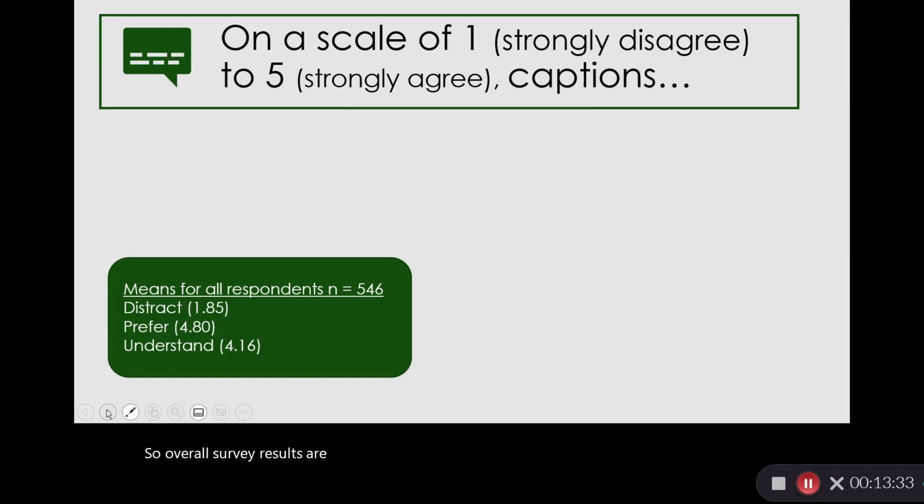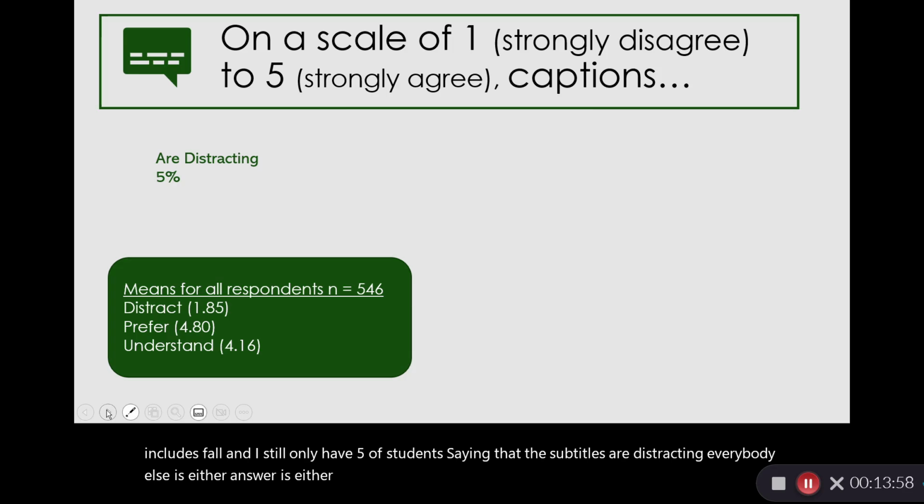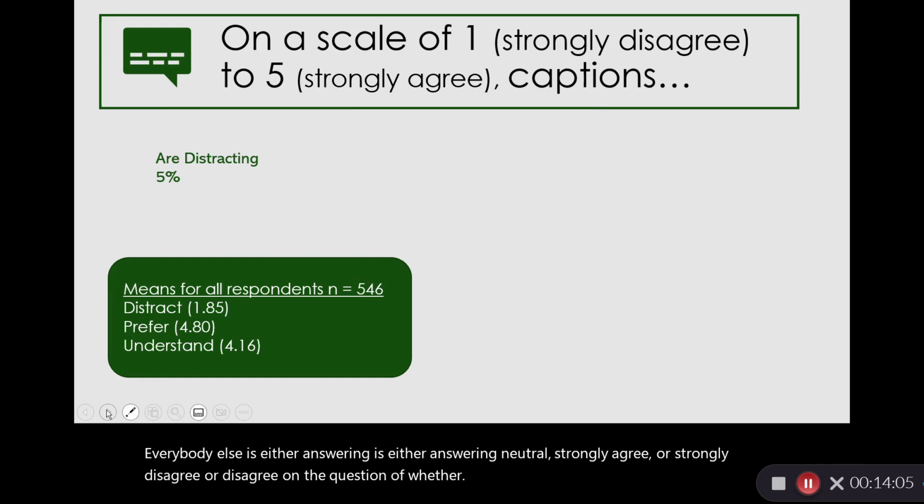I had 546 total over the course of 2 semesters. So the testing was only in 1 semester. This also includes fall. And I still only have 5% of students saying that the subtitles are distracting. Everybody else is answering neutral, strongly agree, or strongly disagree or disagree on the question of whether the captions are distracting.